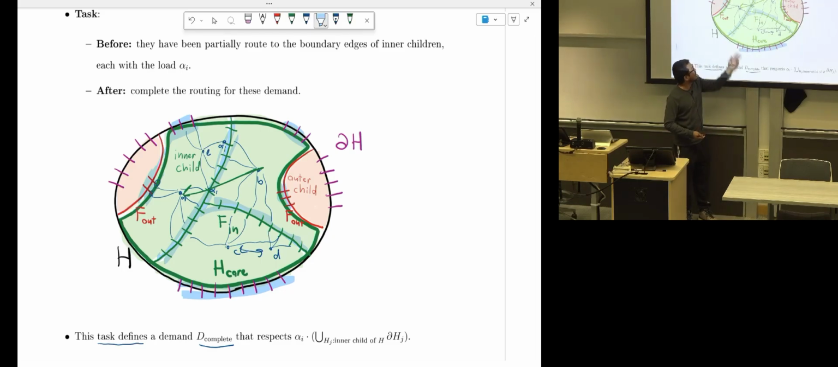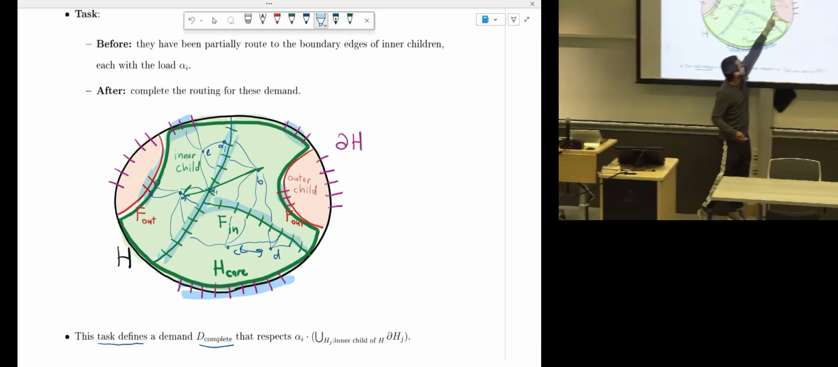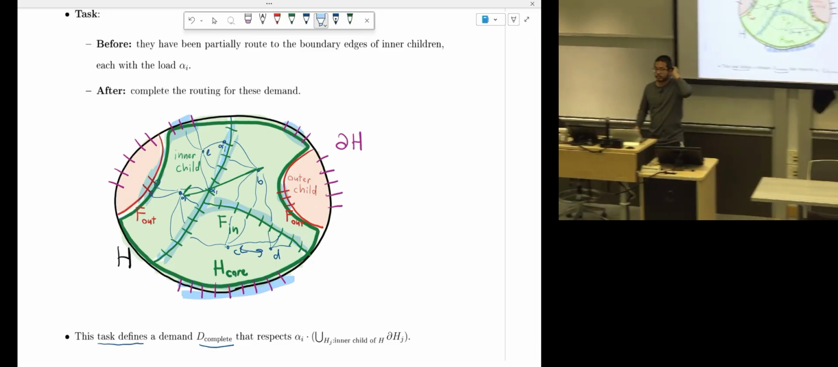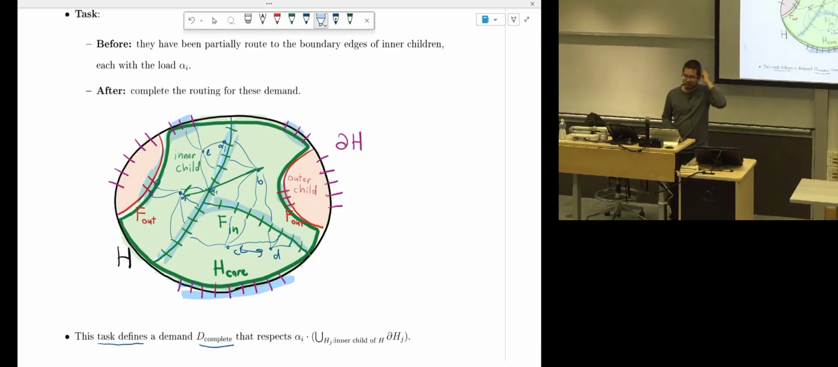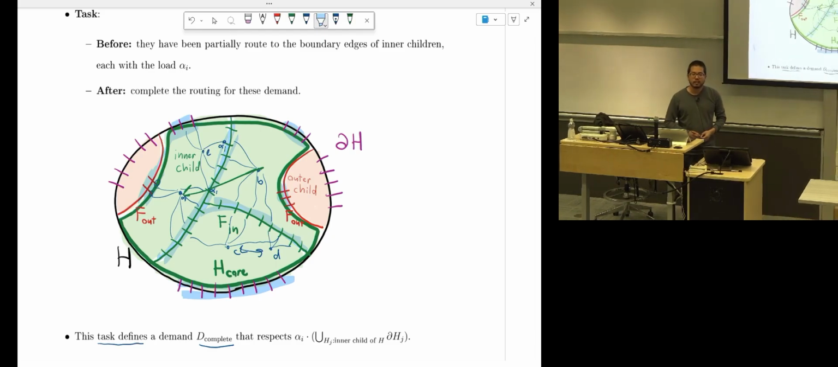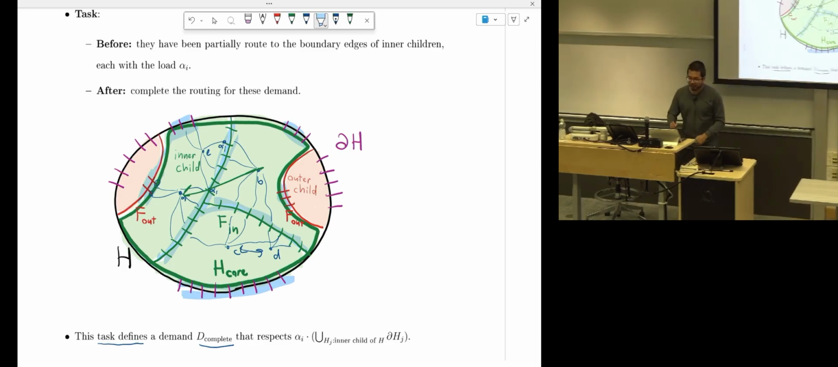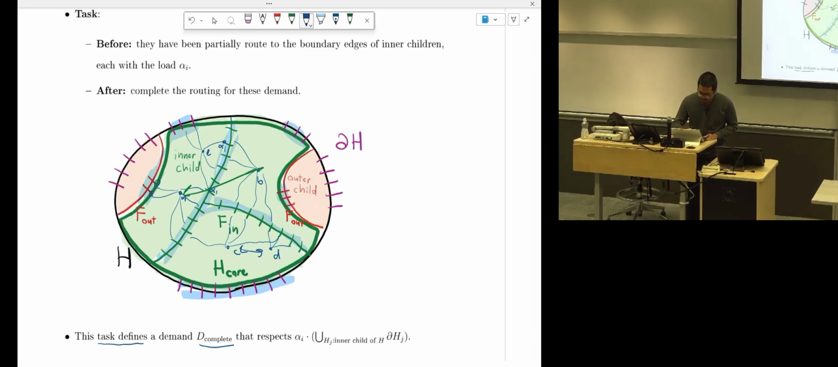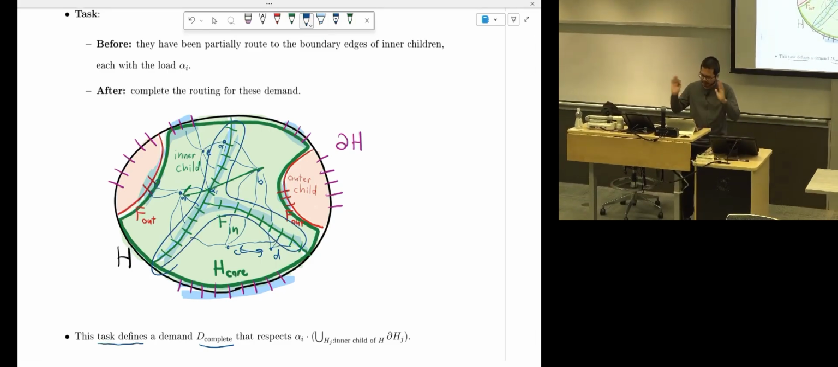But now it's not just F in. It's also the boundary here and the boundary here. Yeah. But we also have the min cut that defines that, so we know all of that stuff is routable with congestion like log n. Yeah, exactly. So first of all, F in is expanding. This guy is expanding. So that's good.